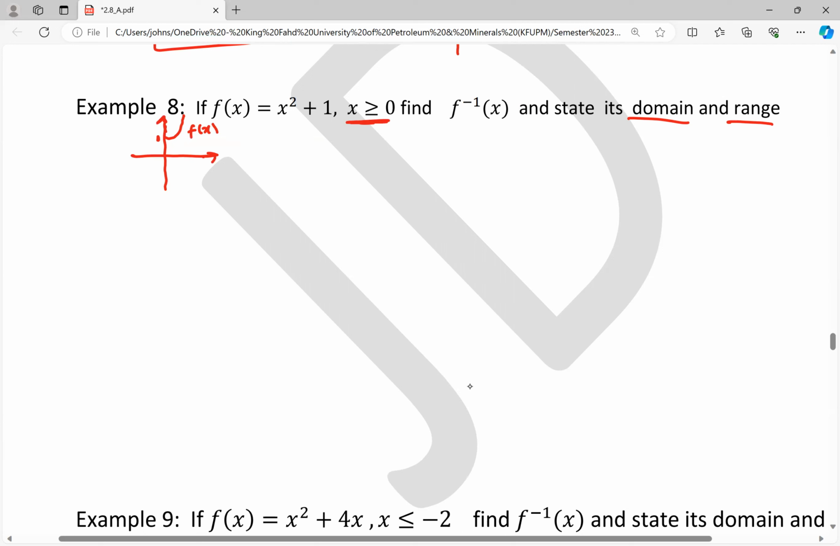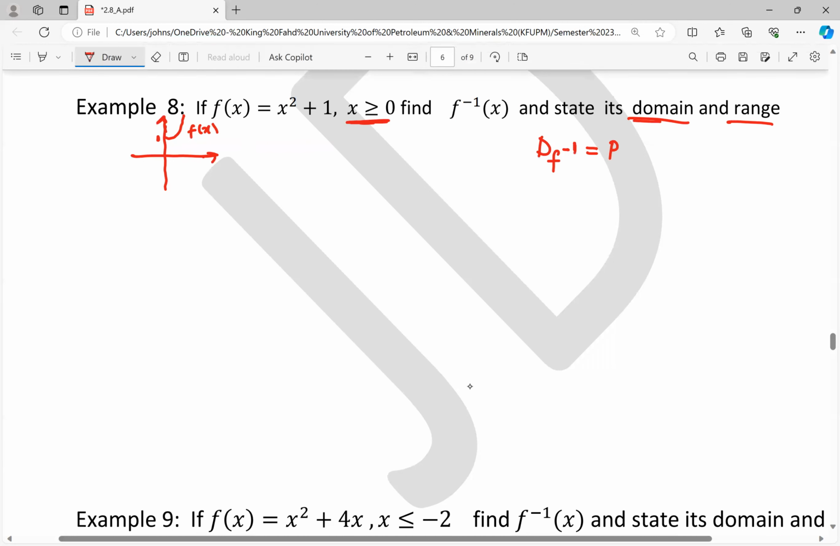And clearly you can see that this function will pass the horizontal line test. If you draw a horizontal line, it will only cut once. So it's 1-to-1, and we can take its inverse. Now, here we want to find the domain. We can actually find the domain even before we find the inverse. Remember, we said the domain of f inverse is equal to the range of f.